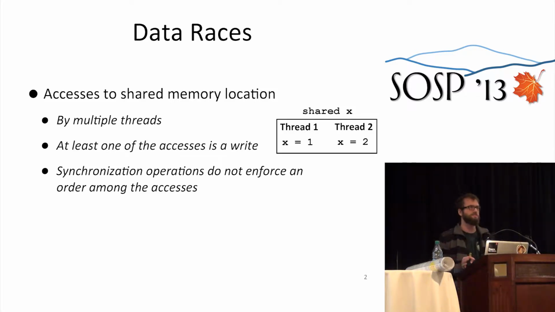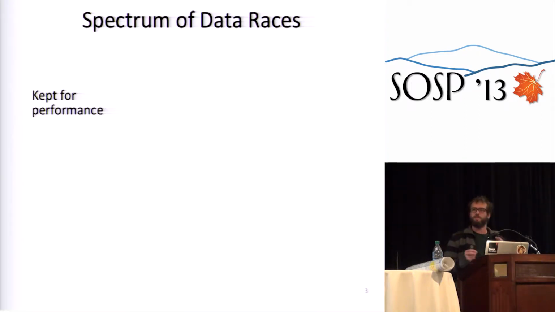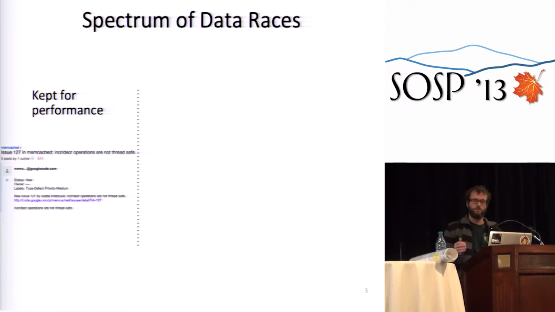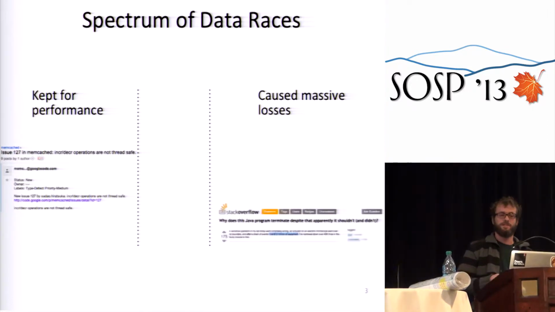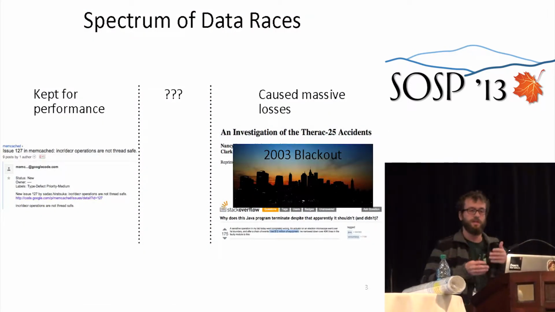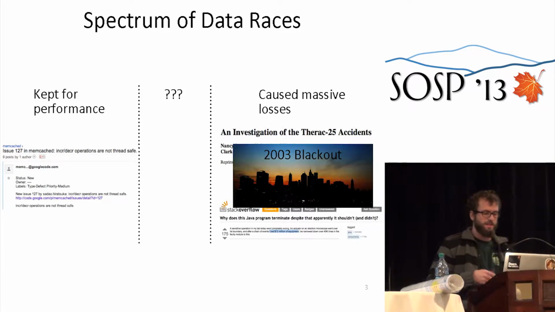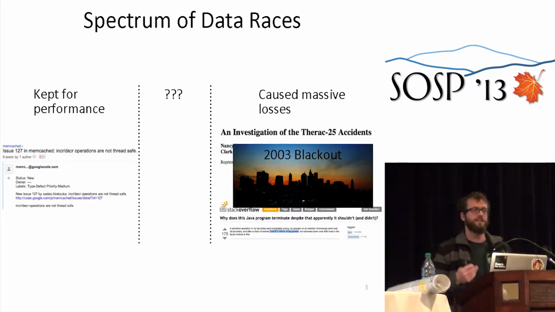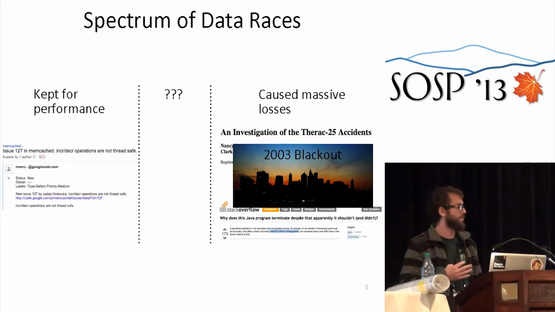So if we look at the spectrum of data races, we can see that there are both data races that developers believe to be harmless and data races that are harmful. We can see that sometimes developers choose to keep data races in their code purposefully for performance reasons. And on the other end of the spectrum, there are cases of data races which had disastrous consequences, causing many losses to both human lives and material losses. But these are the cases where developers are aware of the data races in their program. There are also data races that lurk in programs that the developers are not aware of.